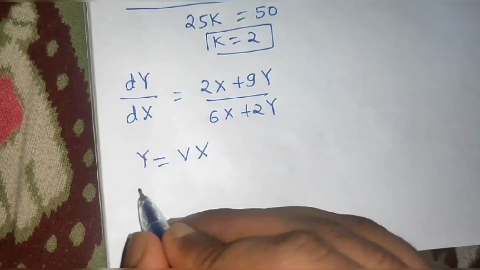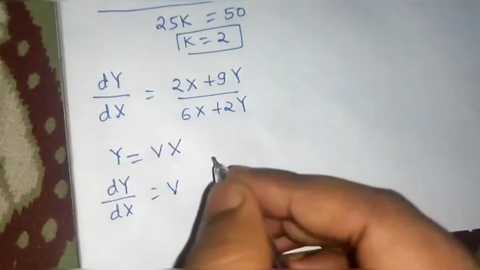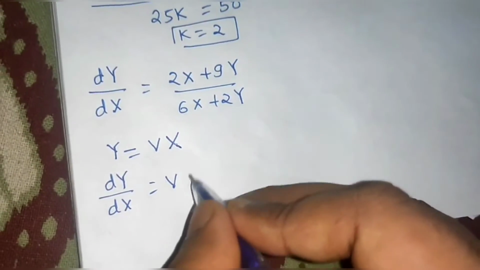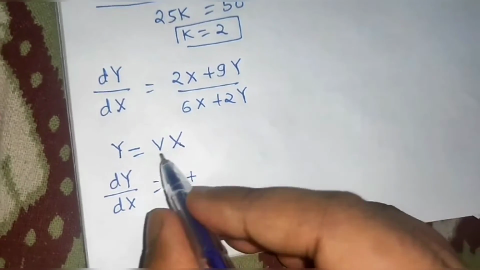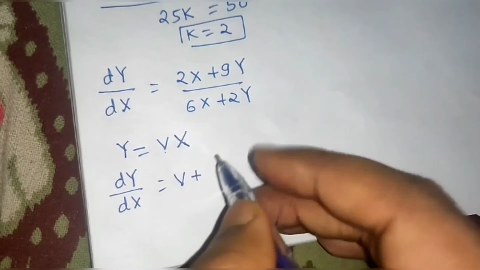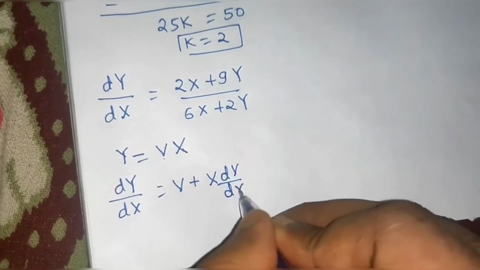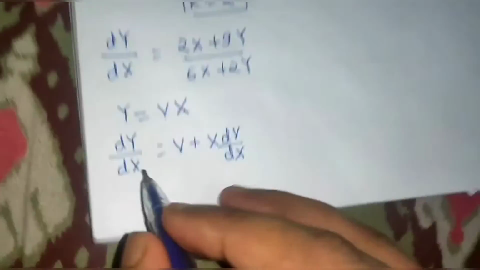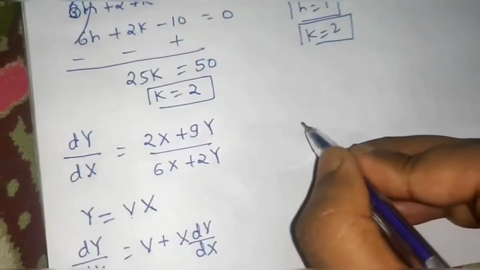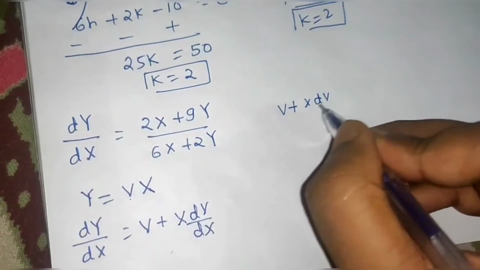Once you do that, if you differentiate, dy by dx is v as it is, derivative of x with respect to X I am differentiating, so that becomes 1, plus I use the product rule: v as it is, derivative of x is 1, plus x as it is, derivative of v is dv by dx. Okay, so dy by dx is v plus x dv by dx. So I can replace dy by dx by v plus x dv by dx.